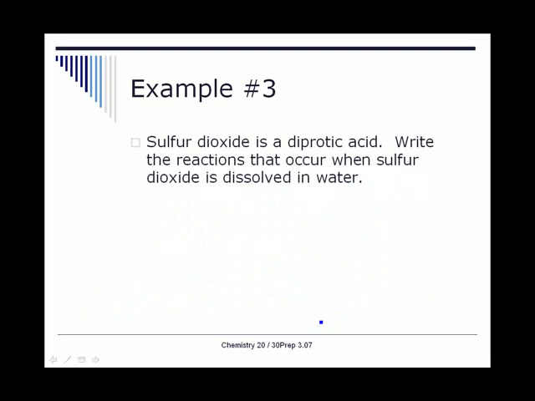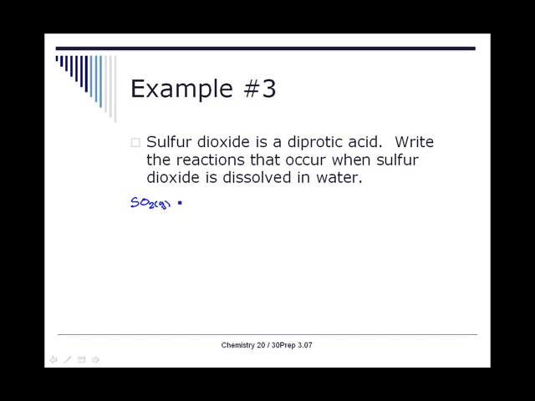Okay, sulfur dioxide is a diprotic acid. Write the reactions that occur when sulfur dioxide is dissolved in water. So first we need the formula for sulfur dioxide, SO2, and it's a gas. Because this is a weak acid, we need to figure out what the acid actually looks like.